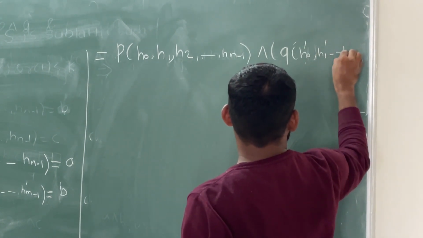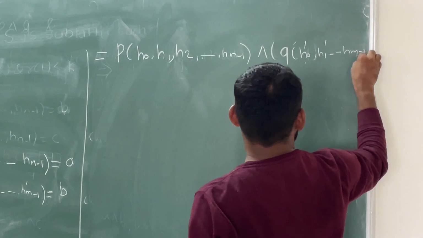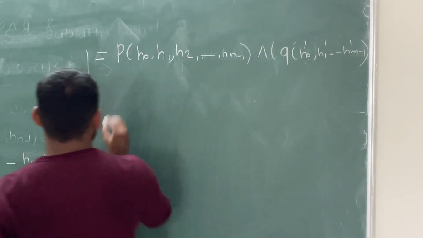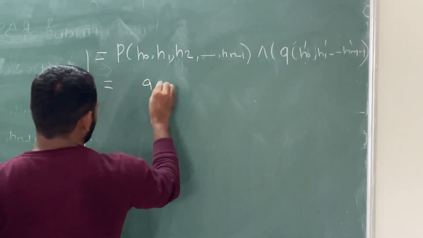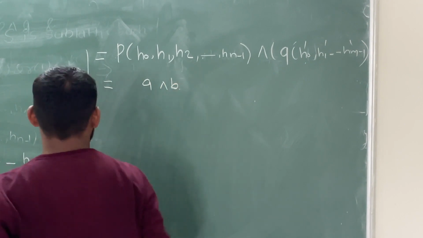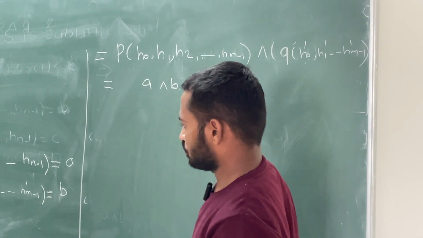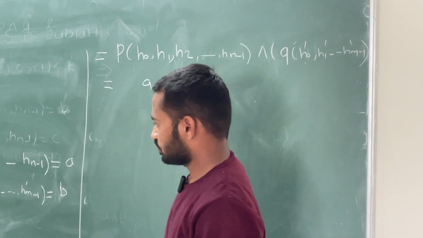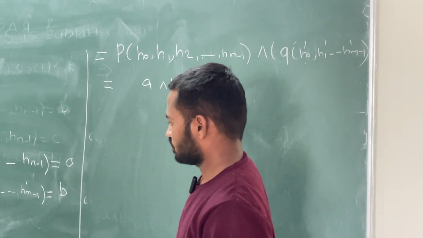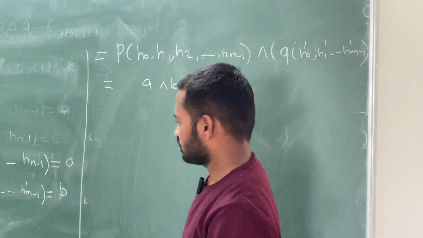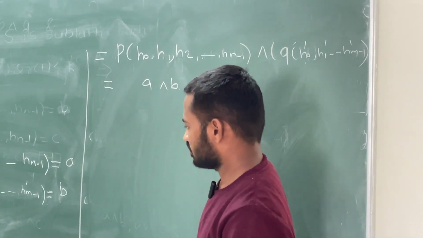Okay, write fast. We should not waste too much time in writing. This is the same as what? A meet B. Yes or no? So what we have concluded is A meet B is the value of the polynomial R evaluated at the points h naught up to h m minus 1 prime. Is this clear? Therefore A meet B belongs to S.